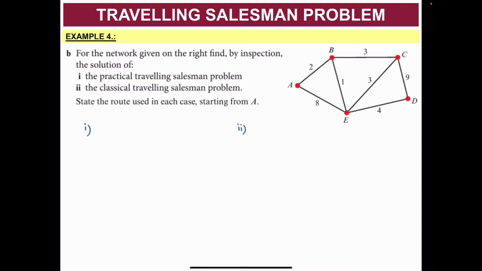Here it's easier. If I need to visit every single vertex exactly once, in this case it's very easy because I can go from A to B, then to C, then to D, then to E, and then I come back to A. So when you count it together, it would be 2 plus 3 plus 9 plus 4 plus 8. It's 21, 24, this would be 26.